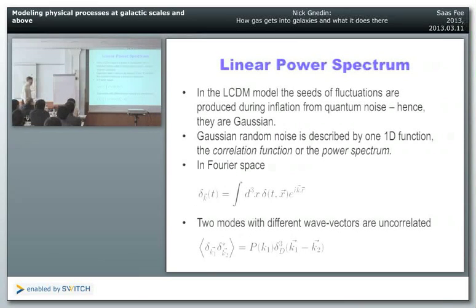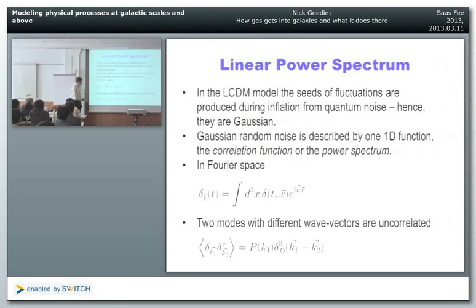Because fluctuations in lambda CDM are generated during inflation, and they are produced from quantum noise, and quantum noise is incoherent, which means that they are Gaussian. So the phases of two different waves in the fluctuations are not correlated. The Gaussian random noise is described entirely by a one-dimensional function. It's either the correlation function or the power spectrum, the Fourier transforms of each other. You know one, you know the other. All you have to do is take the Fourier transform.